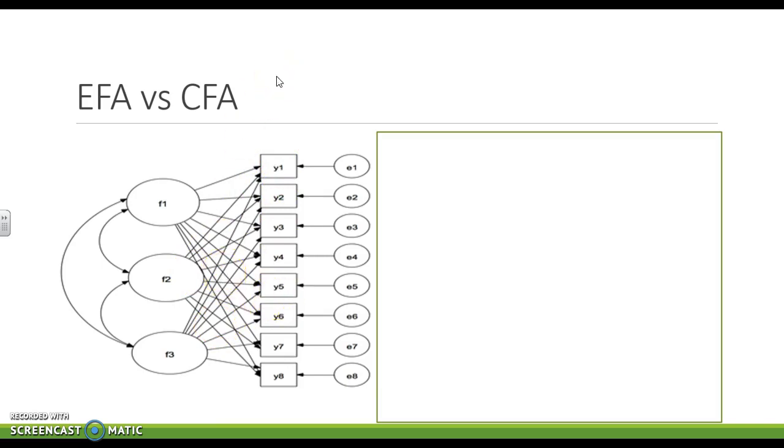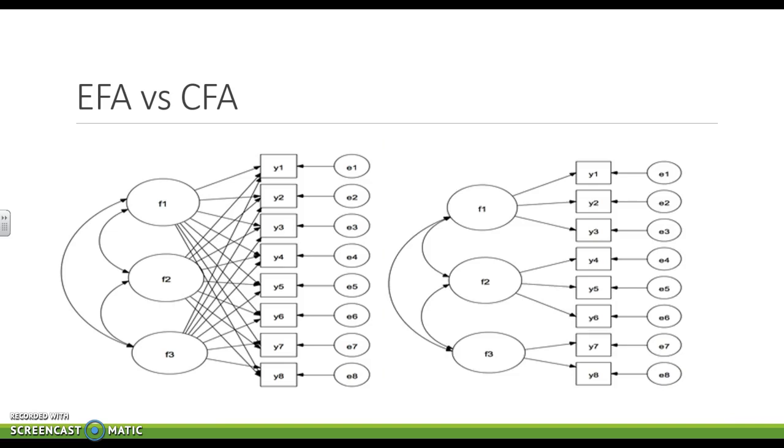All those decisions. CFA looks a lot cleaner because we are determining these 3 items should load here. These 3 items are about factor 1's construct. These 3 items, 4, 5, and 6, should be loading on factor 2, and of course 7 and 8 should be loading on factor 3. So we determine them a priori and then see, does the data fit this?